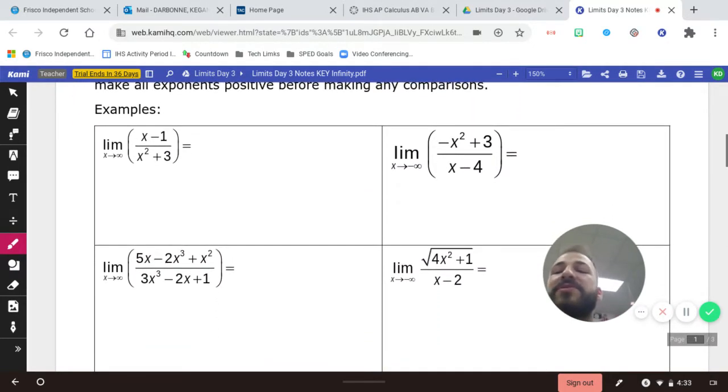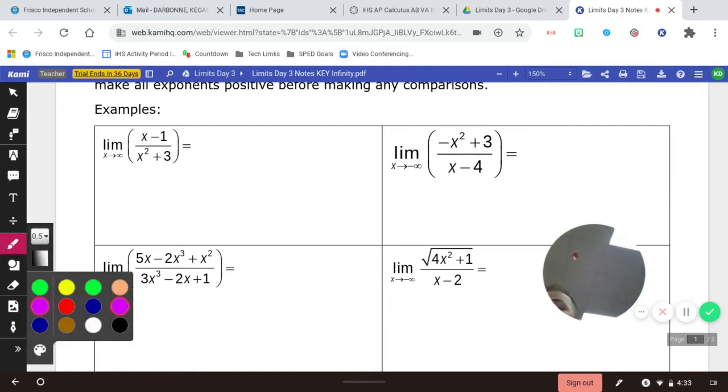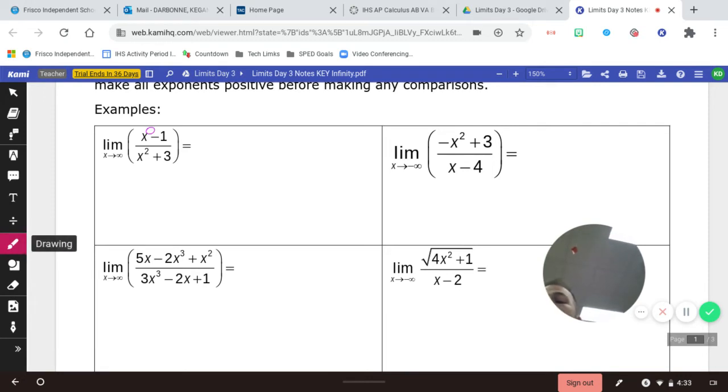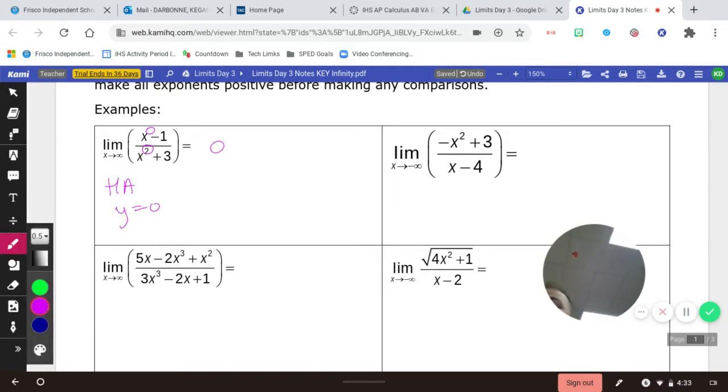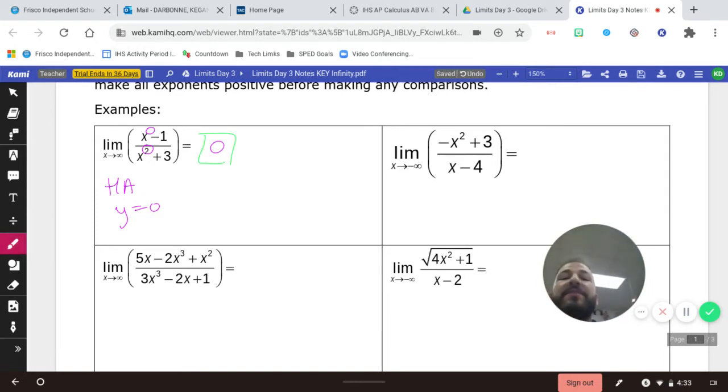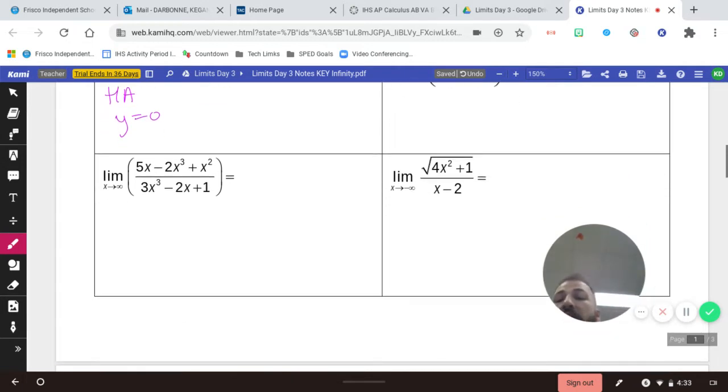The limit as x approaches infinity of x minus 1 over x squared plus 3. I look at my exponents: I have 1 and I have 2, so it is bigger on bottom. So the horizontal asymptote is y equals 0, and my limit is 0. Notice how I didn't even care whether it was positive or negative infinity. Because it was bigger on the bottom, I automatically go to it being 0. Okay, I'll get another one.